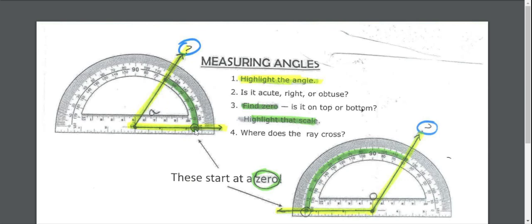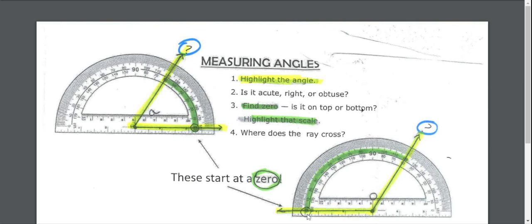And so here, this is 0, and then we look along here: 10, 20, 30, 40, 50, 60. This ray crosses at 60, so we say this is a 60-degree angle. That's the other way you might measure an angle. You can also count like a number line. You can count by tens, and then remember these smaller but not tiny lines are your 5s, and then you have 1s. So that's a 60-degree angle.